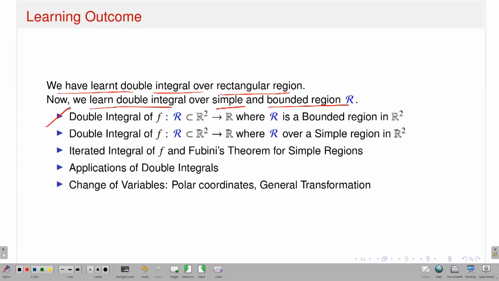Okay. Then the question is, what will be the double integral in that case if R is a bounded region in R2? Then what is the double integral of f if R is a simple region? I will talk about what I mean by simple region. Then what will be the notions of iterated integral and Fubini's theorem in that setting of simple regions, and then I will talk about some applications and change of variables for this double integral, like polar coordinates and general transformation. Let me see, if I have a bounded region or simple bounded region, then how I can define the Riemann-Darboux integral or double integral in that setting. Okay, let us see.